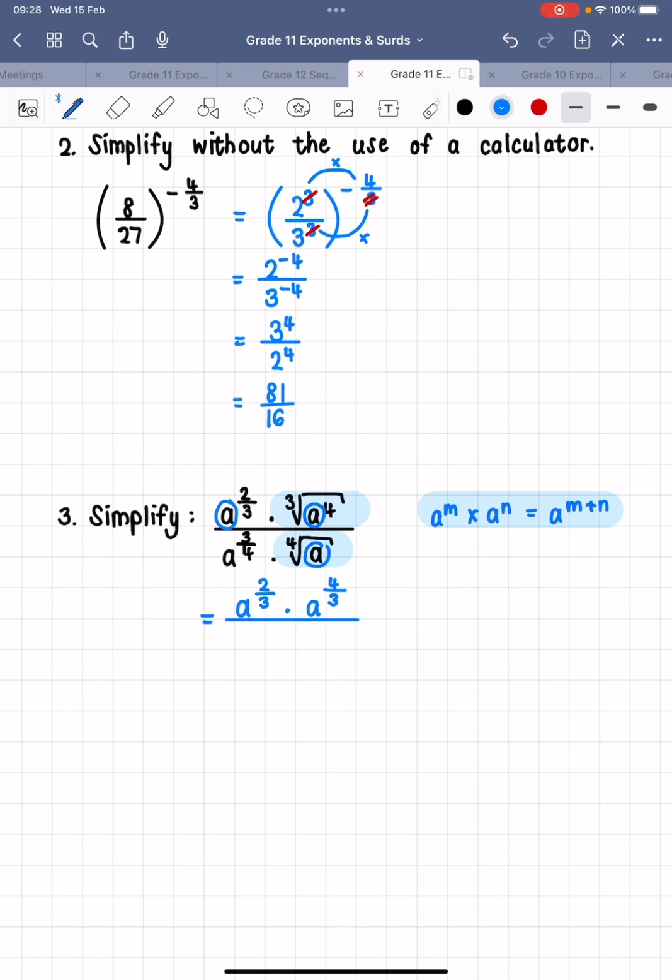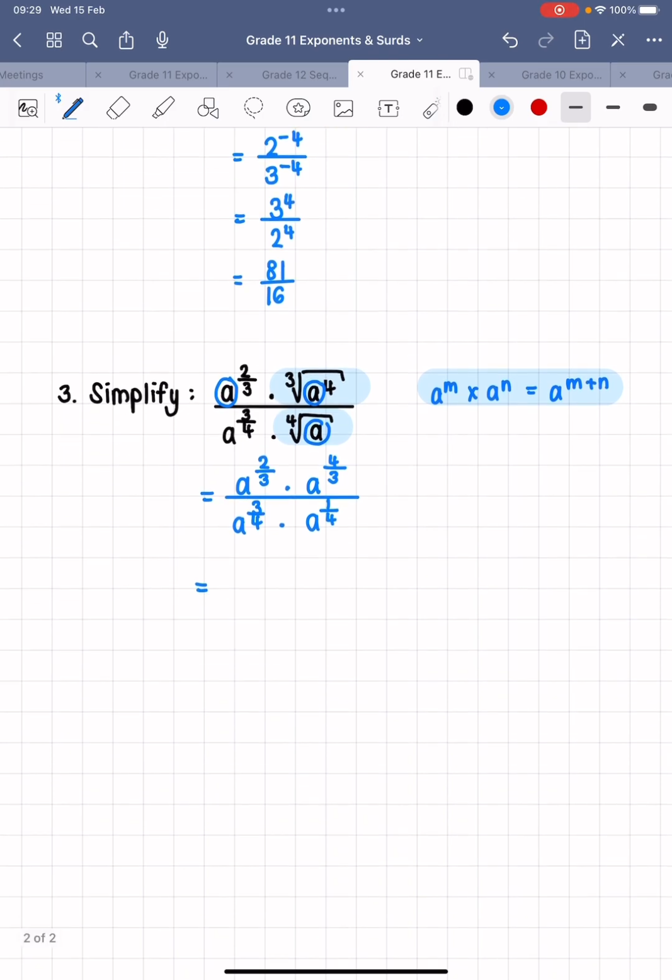Over a to the power of 3 over 4 times a to the power of, now in my denominator, the a inside that surd has an exponent of 1, it's just not written, and then that's going to go over 4. Okay, next step, we are now actually going to add those exponents together.